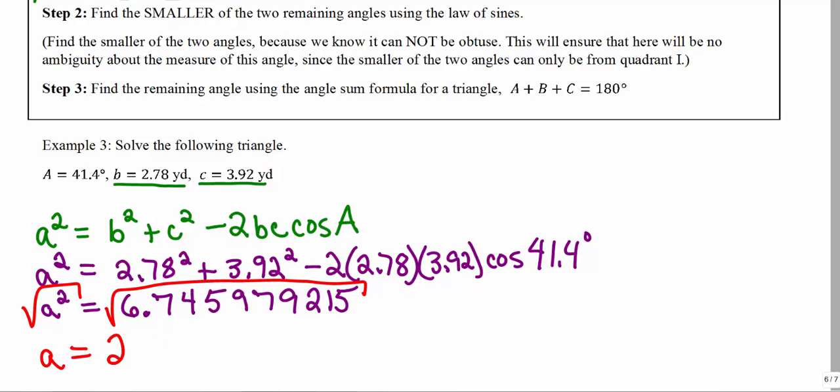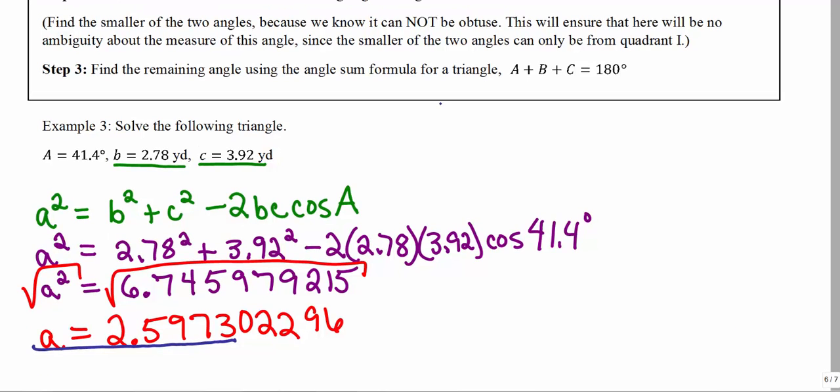Side A, then we should get a value 2.5973022296. And it's important here, we don't want to round until the very end if possible, so I'm going to keep several decimal values when I go to solve further. We don't want to have any rounding errors, so we're trying to avoid that as much as we can. But we do know that side A, and let's go ahead and round to the nearest two decimal places here for this, side A would be about 2.60 yards.